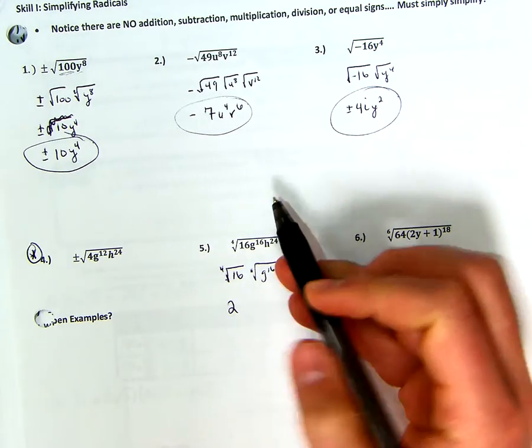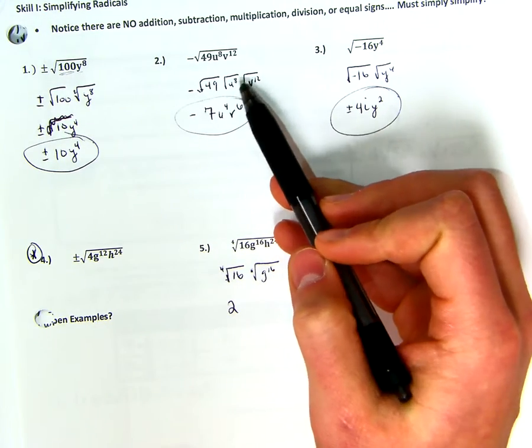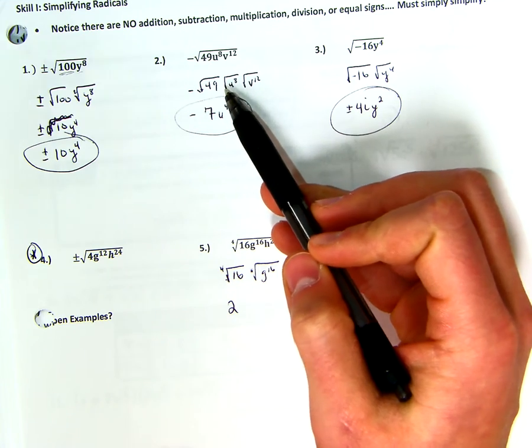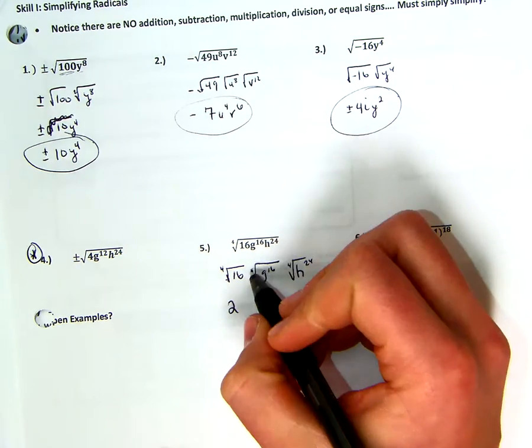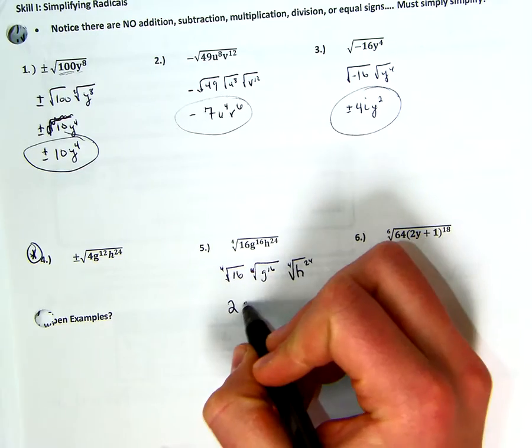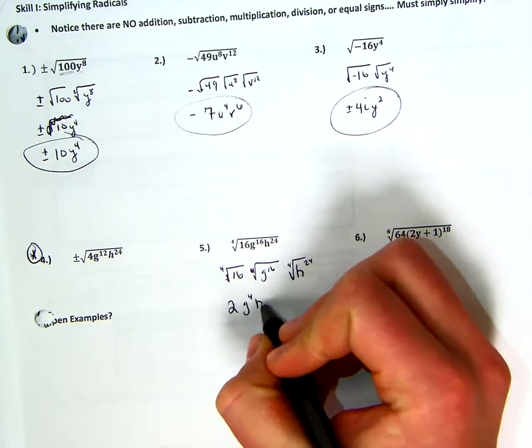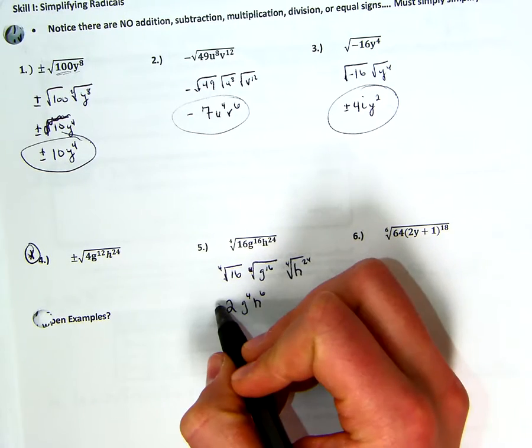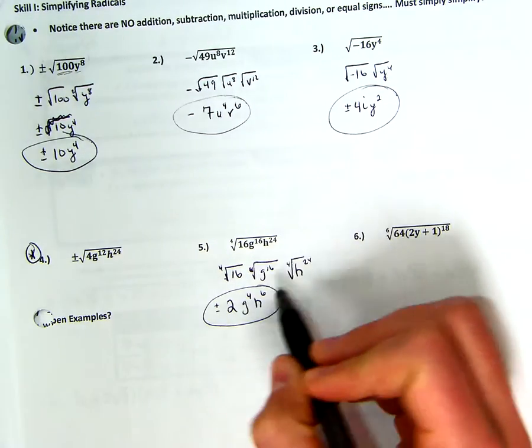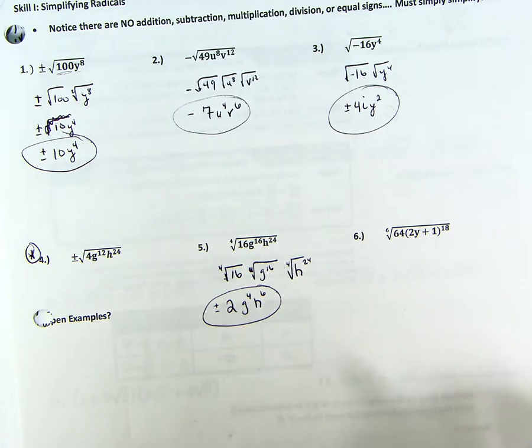To find this one, right before we just took whatever the exponent was and divided by the index, which was 2. This time we're going to do the same thing, we just divide by 4. So 16 divided by 4 is just 4, so we have g to the fourth. And same thing here, we would have h to the sixth. So that would be your final answer for 5.